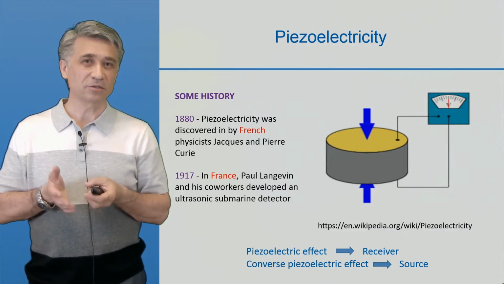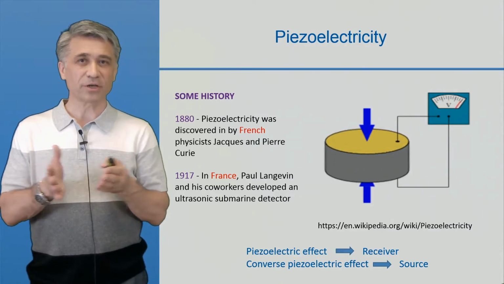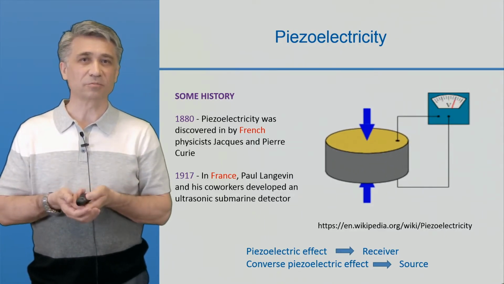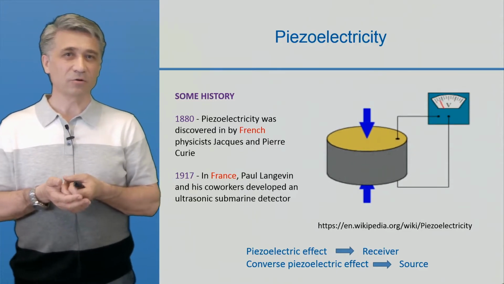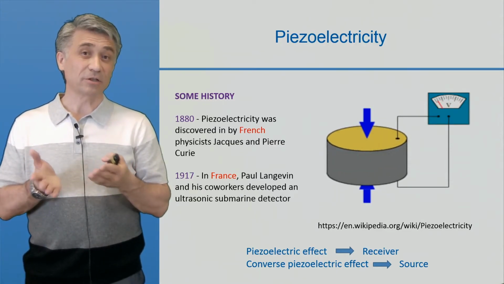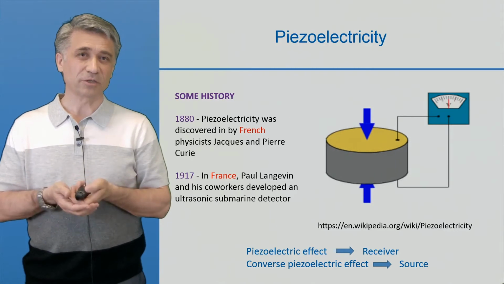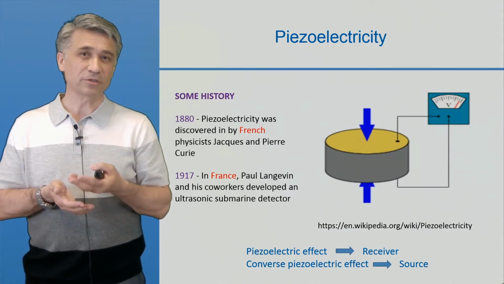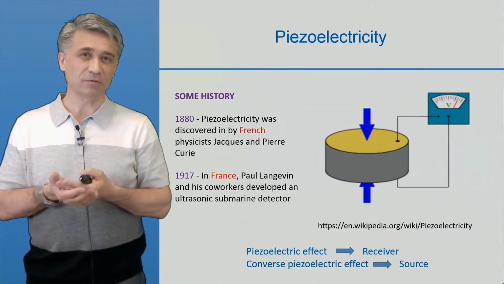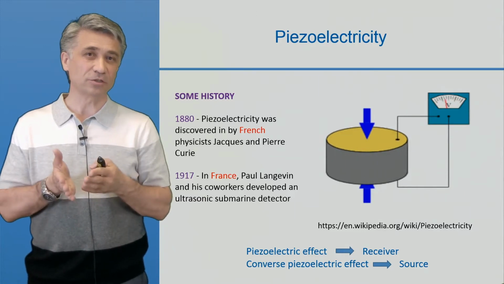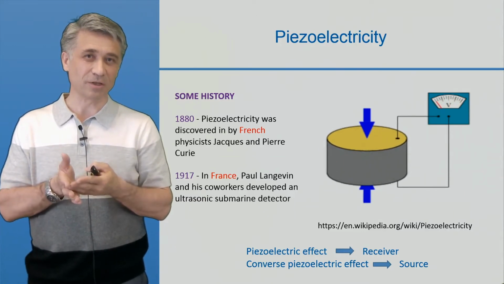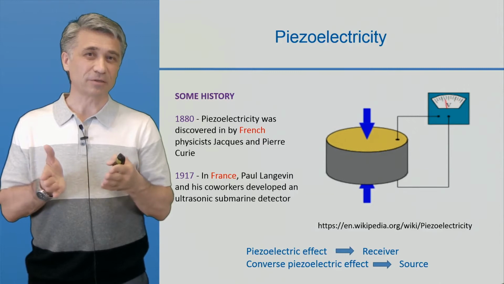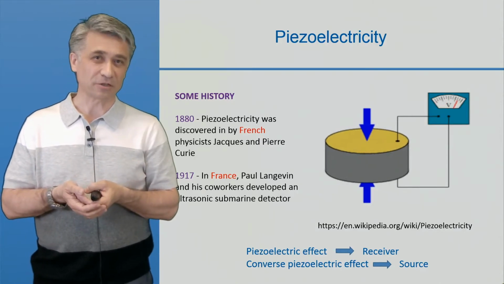And the effect is the following. When you compress or bend some solid materials, then on the opposite side of this material, there is electrical charge. And this is called the piezoelectric effect. And the effect is also reversible. For instance, if you apply voltage to the opposite sides of the material, then it starts to compress or expand. This is the so-called converse piezoelectric effect.